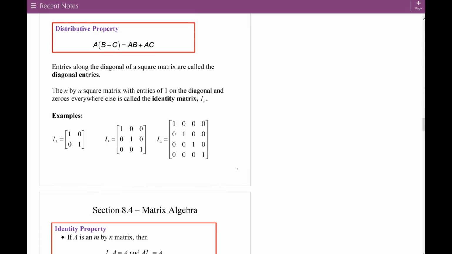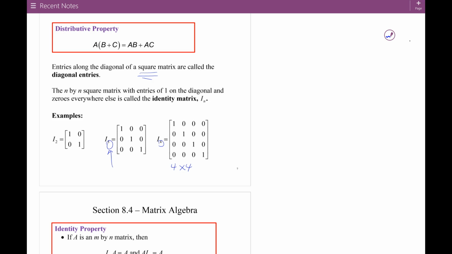Entries along the diagonal of a square matrix, so only a square matrix has a diagonal, are called the diagonal entries. And if you have a matrix where all the entries on the diagonal are 1 and every other entry is a 0, it's called the identity matrix, and it's I subscript n, where n is the size of the matrix. So this is a 4 by 4 identity matrix, so it's called I sub 4. This one is 3 by 3, so it's I sub 3.